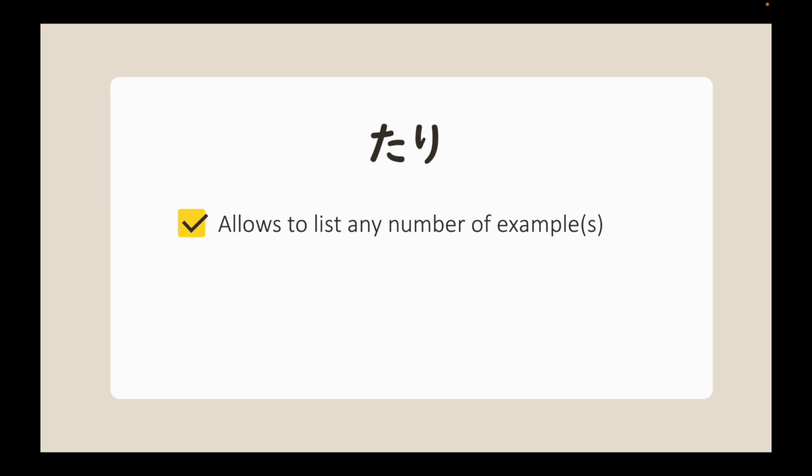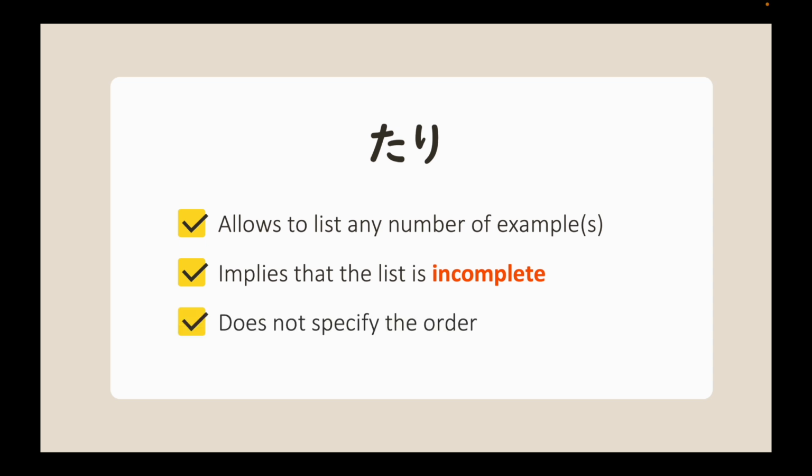list just 1 example or as many examples as you want. The key point is that tari implies the list is incomplete, meaning there are more things that aren't mentioned. And examples listed with tari do not necessarily happen in the given order.